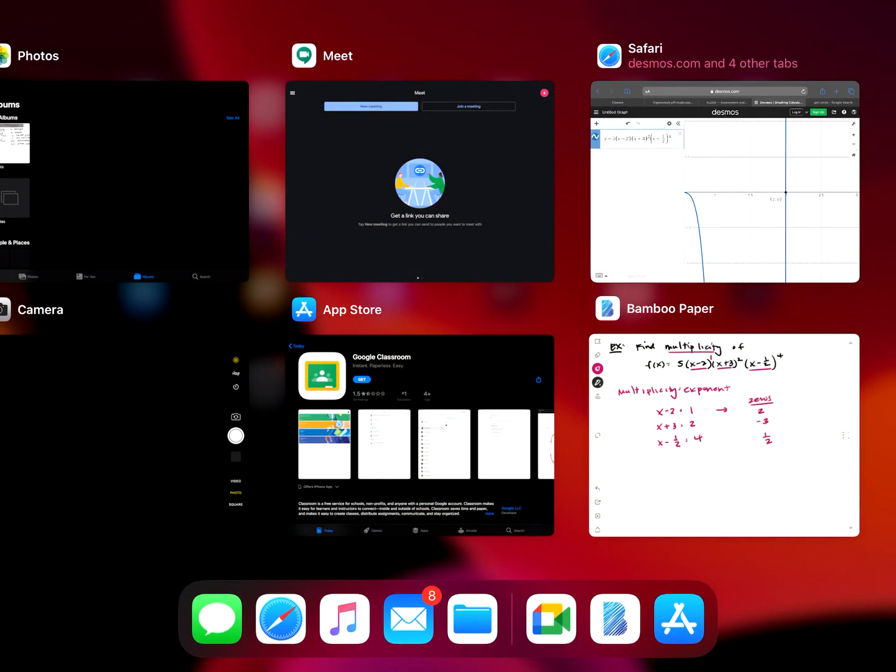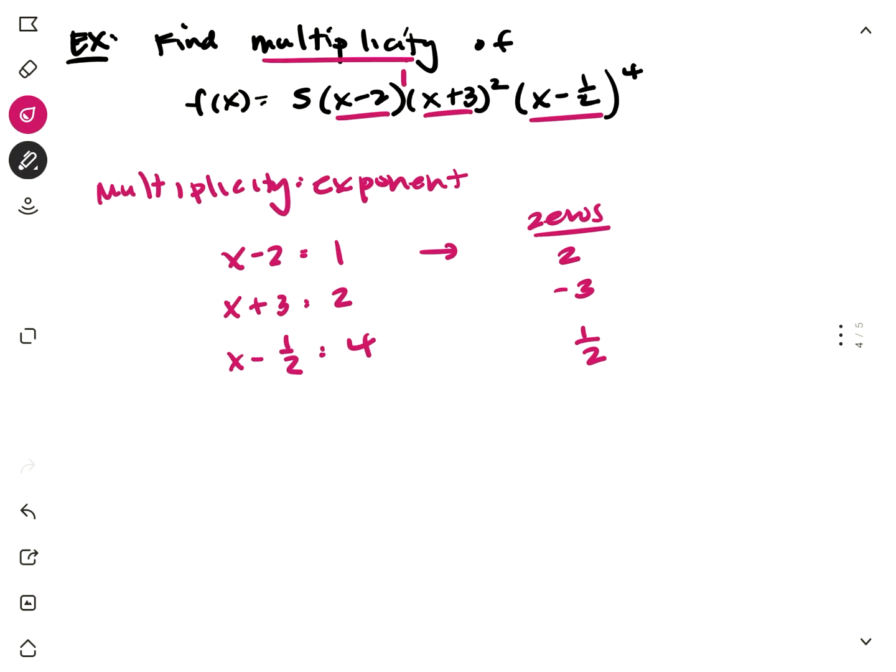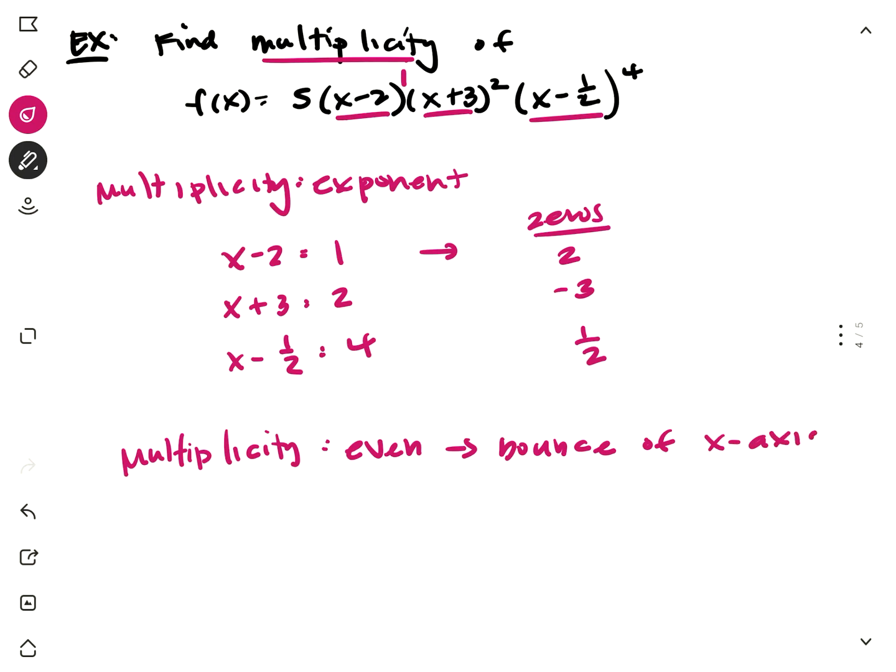All right, so what we want to note here is that for multiplicity, if we have an even, that means it's going to bounce off the x-axis. So whatever direction it's coming from is going to hit the x-axis and go back in that same direction. And then odd, pass through. Which is kind of interesting. It's kind of neat.